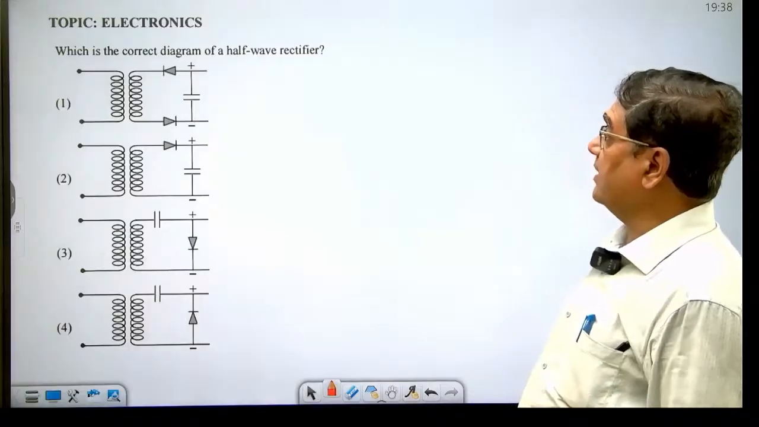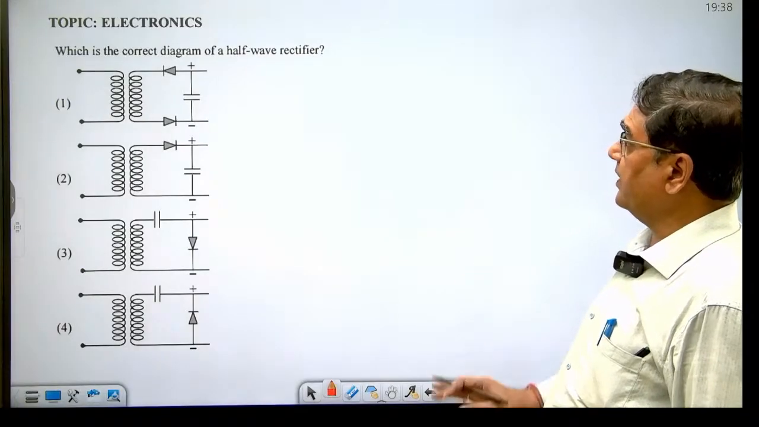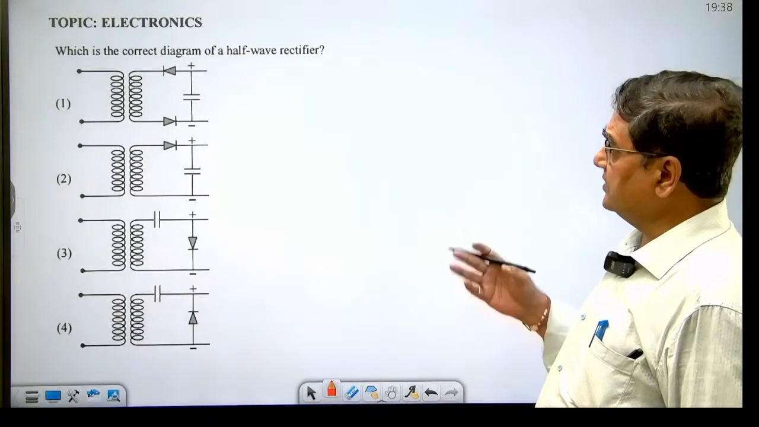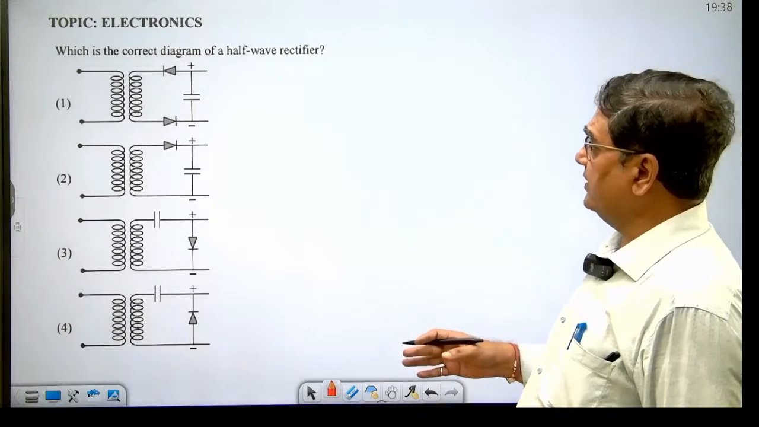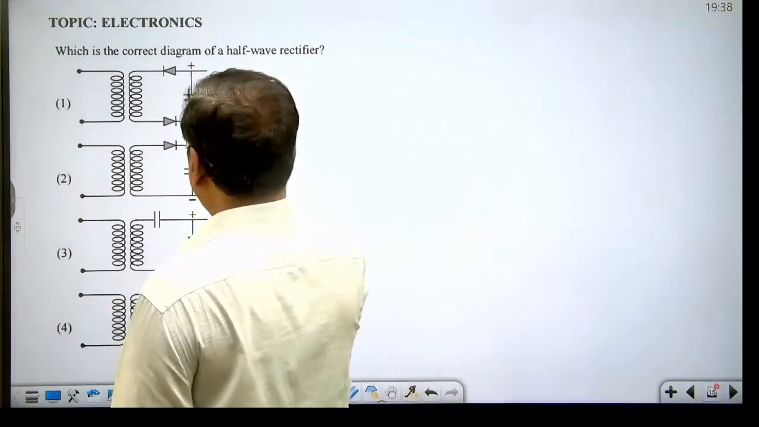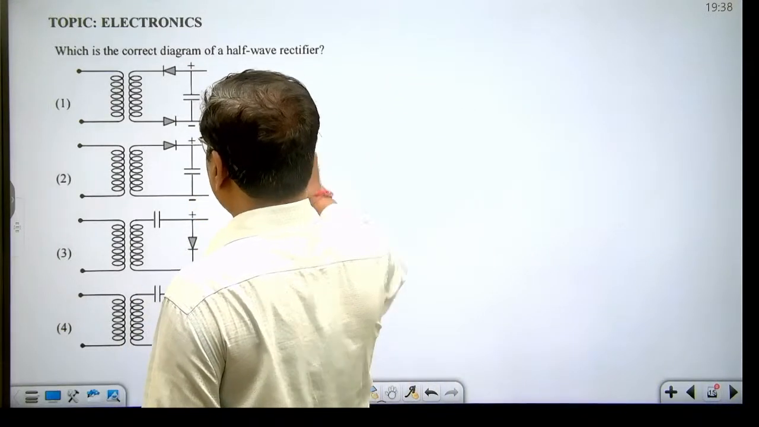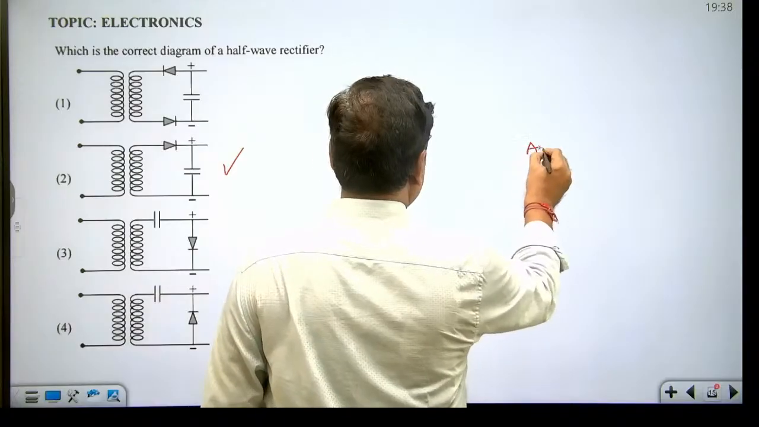Which is the correct diagram of a half-wave rectifier? The purpose of half-wave rectifier is to use step-down transformer to convert AC into DC. And the C is used as a filter circuit. So, out of 4 choice, the correct choice is option 2.